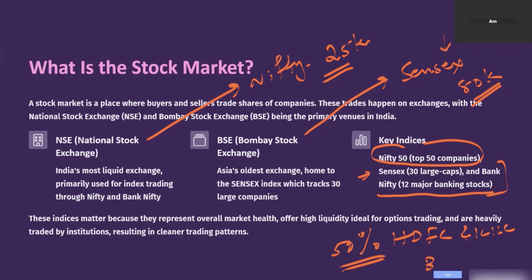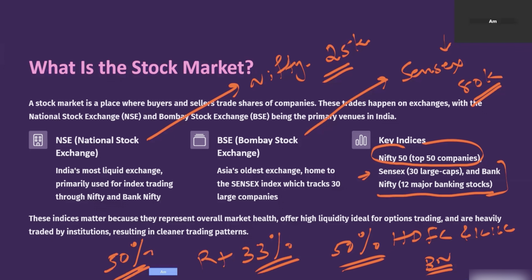In Bank Nifty, the contribution of these two will be 50% and almost 33% these two banks will contribute to Nifty. And if you add Reliance also along with this, which means HDFC, ICICI, Reliance together will contribute 50% in Nifty. Okay, so this is how the weightage works. The rest of the weightage we can discuss later.